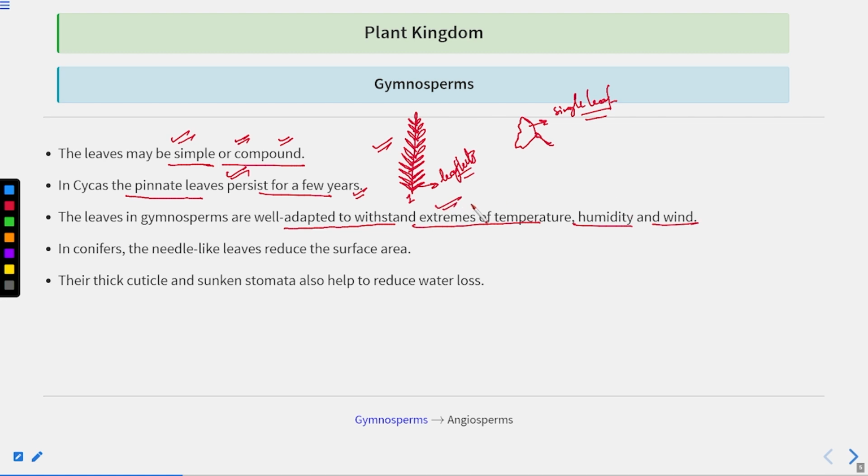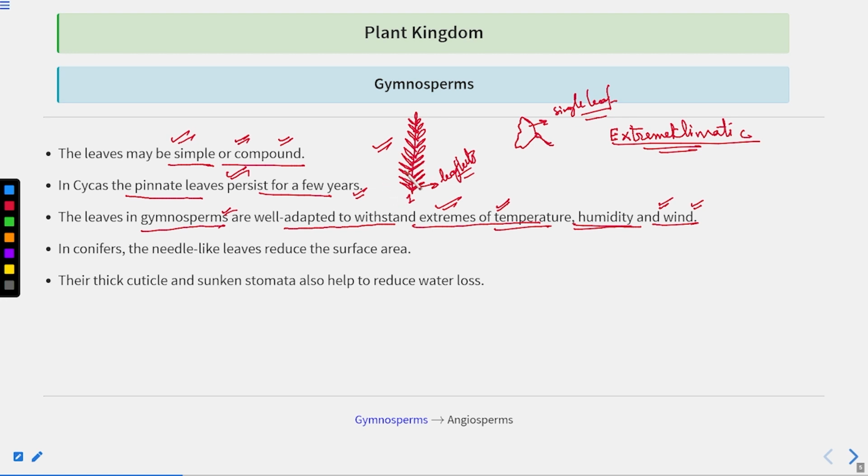The leaves in the gymnosperms are well adapted to withstand extreme temperature, humidity, and wind. Most of these gymnosperm plants you find in very extreme climatic conditions, where the temperature is very high or very low, the humidity is very less, and the wind blows very harsh. There you can see these gymnosperms are present, and accordingly they have adaptations.